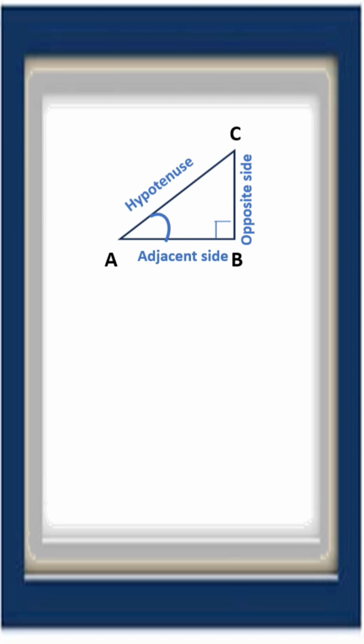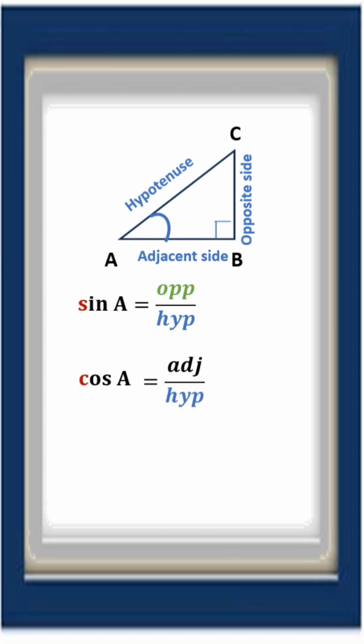Now let us have a quick look at what is sin A, cos A and tan A, which are the important trigonometric ratios. If you remember these three things, we will be successful in solving any problems. Okay, what is sin A? Sin A is opposite side by hypotenuse. Let us write just OPP for opposite side, HYP for hypotenuse, ADJ for adjacent side. What is cos A? It is adjacent side by hypotenuse. What is tan A? It is opposite by adjacent side.